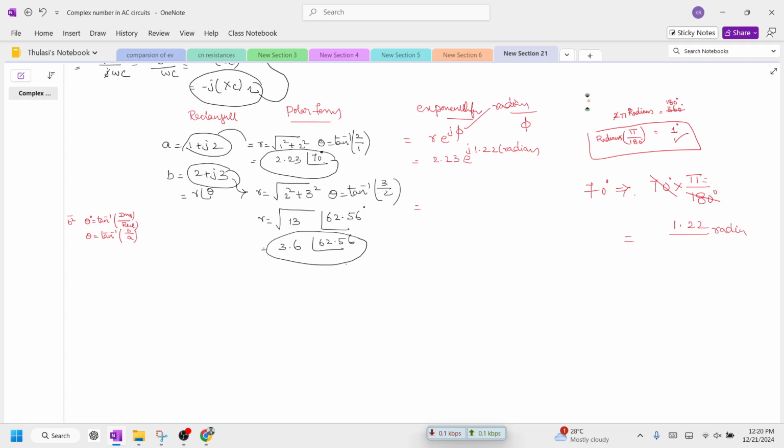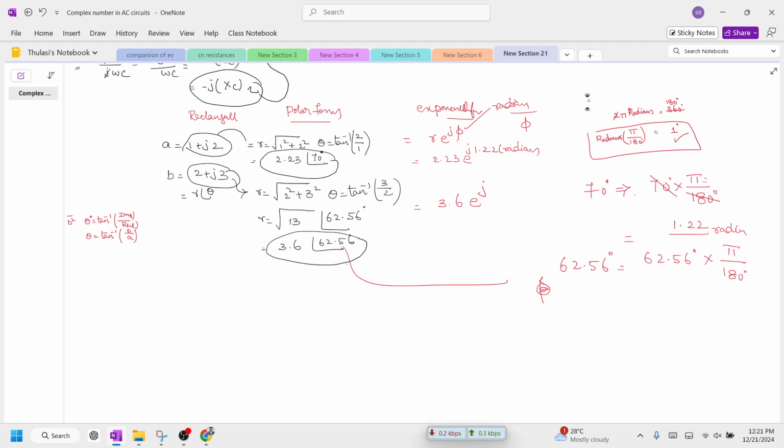So this is already 3.6 e to the power j. So how to write the phi here? Here phi we can write as 62.56 degrees. 1 degree means I want to convert this degree into radian. So 1 degree can be written as pi by 180.